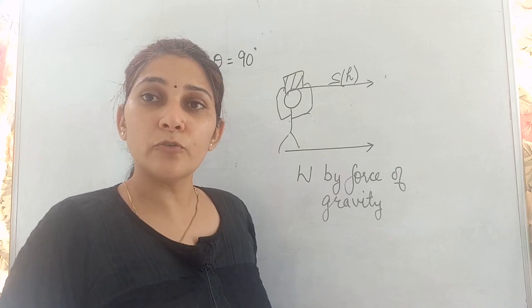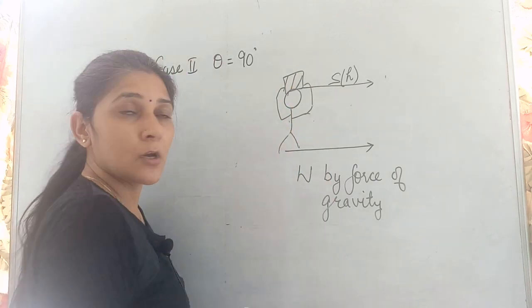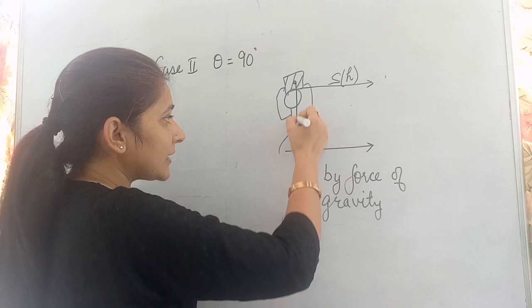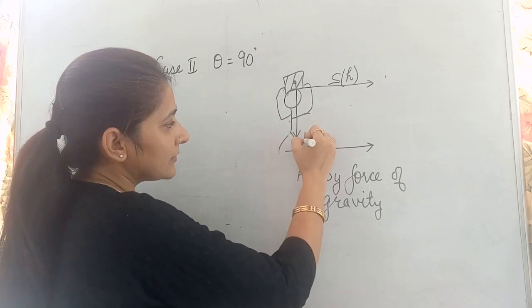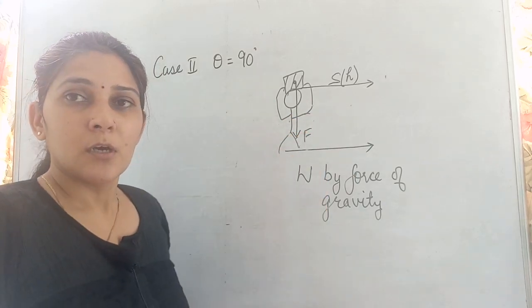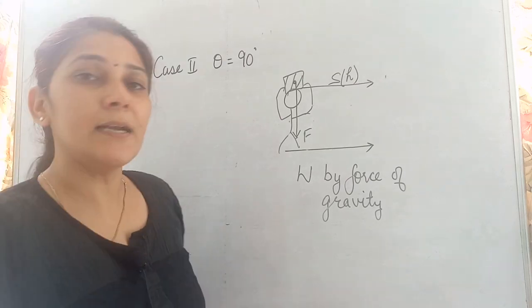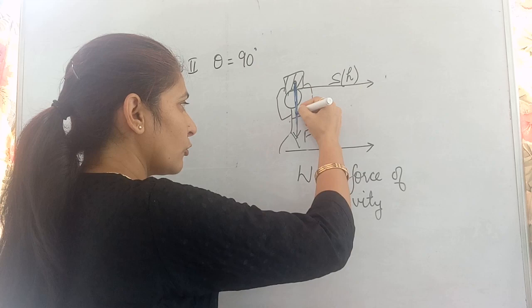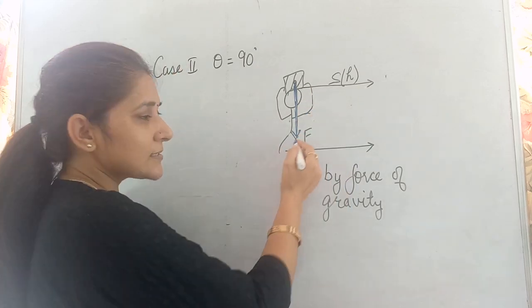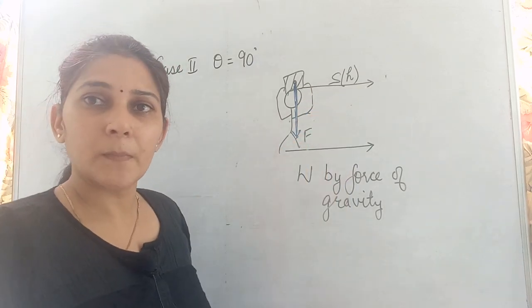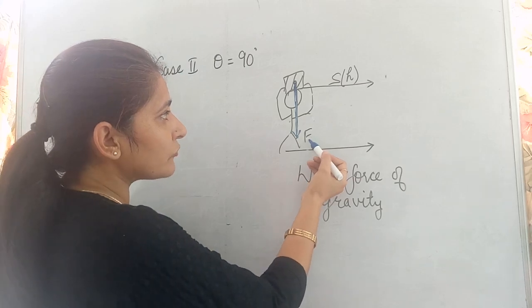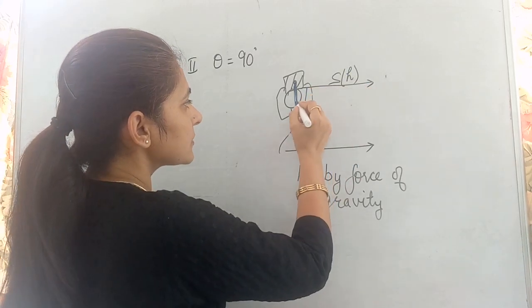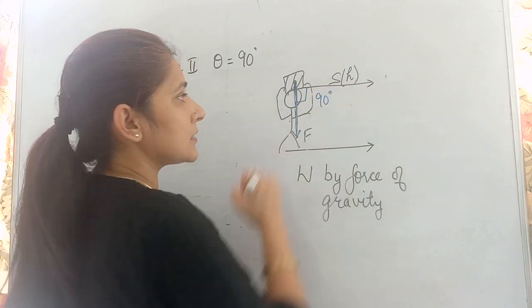But what is the direction of force of gravity onto the load? Onto the load, the force of gravity is acting in downward direction. This is the direction of force. This is force of gravity. I am just denoting it with blue pen so that you can differentiate. This is the direction of force of gravity. What is the angle between force and displacement now? This is 90 degrees.